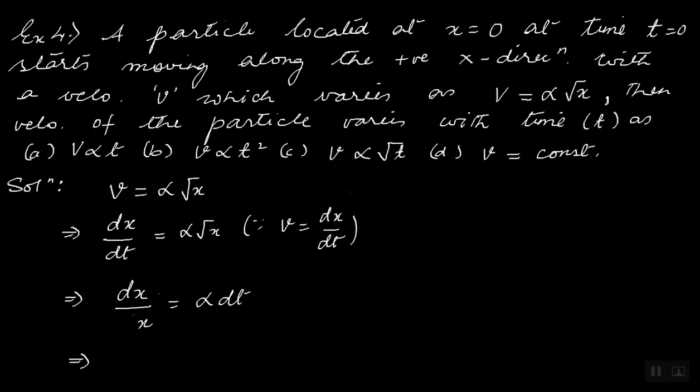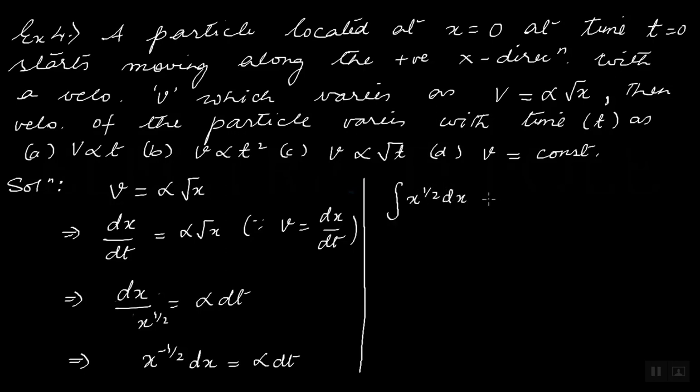Instead of root x, I will write x to the power half, and if I take this half up, it'll be x to the power minus half dx is equal to alpha dt. Okay, now what do we do? We will integrate. Let us integrate both sides. So integrating both sides, you will have x to the power half dx is equal to alpha, which is a constant, so it will go outside, dt.